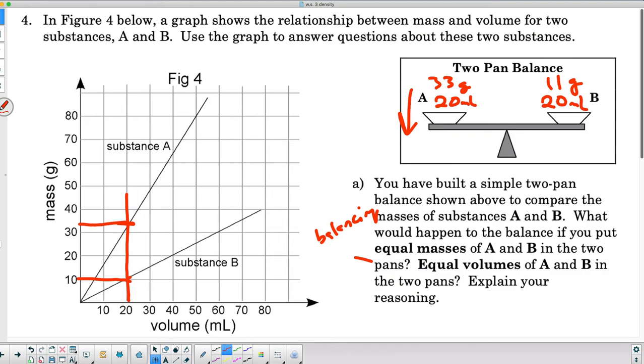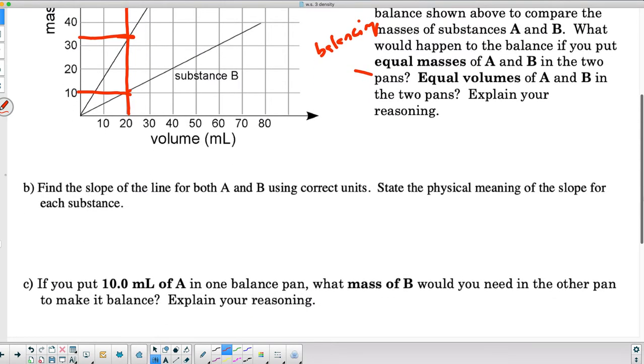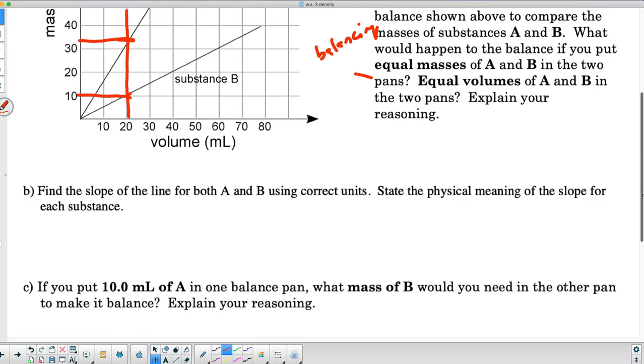Okay? Explain your reasoning. We're using the graph to find out the mass of a certain amount of volume of both substance A and substance B. And we use that understanding then to answer the rest of the questions. I'm not going to answer them all for you, but it says find the slope of the line for both A and B.